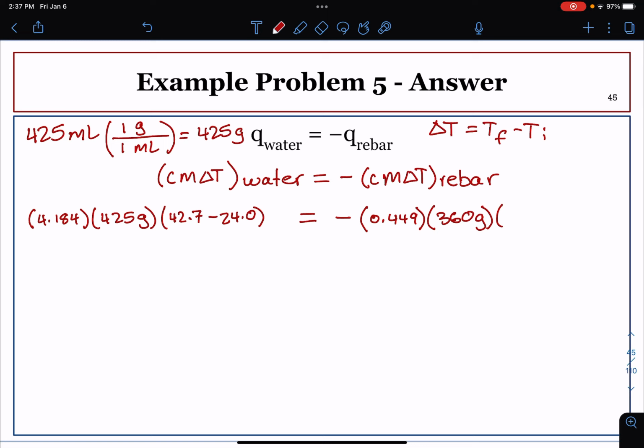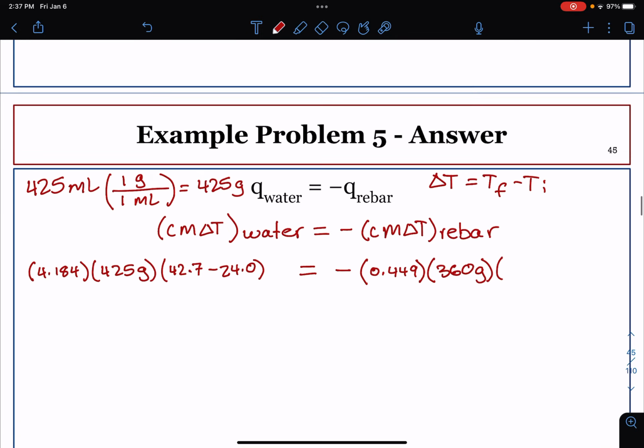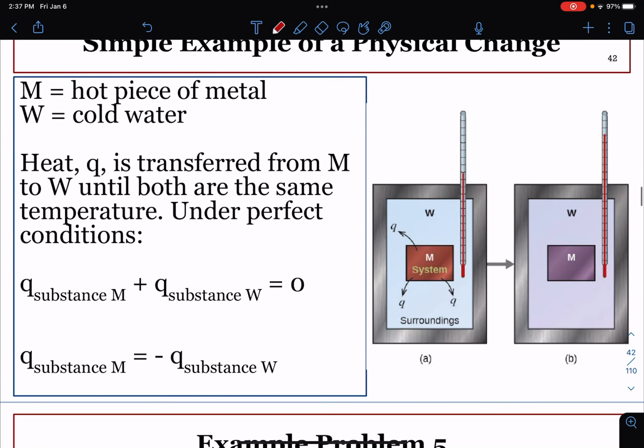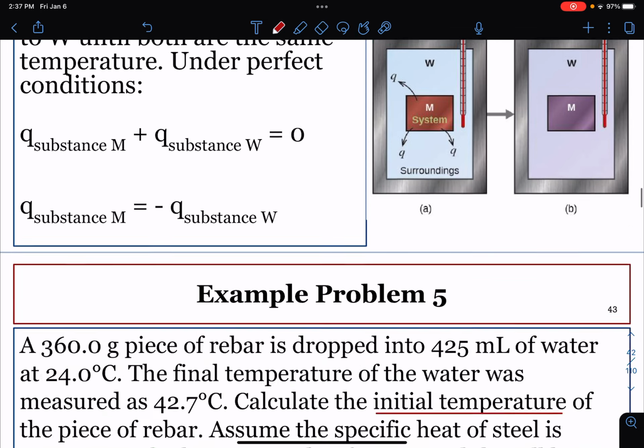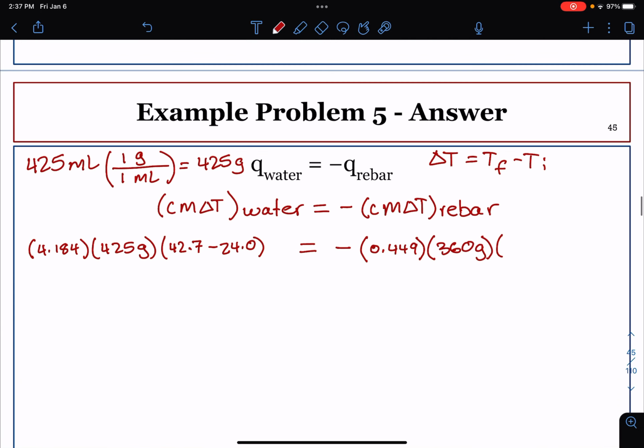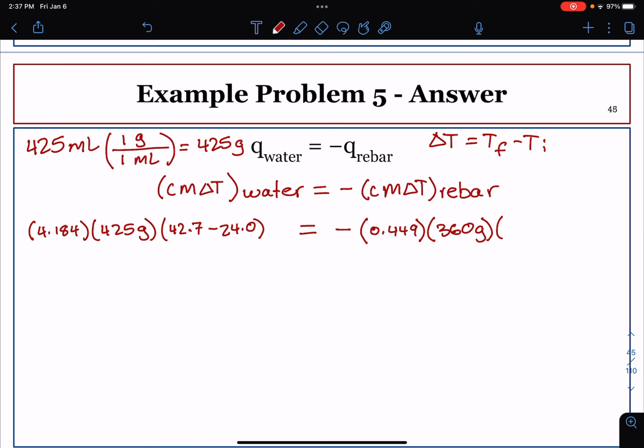The final and initial temperatures are sometimes a little bit tricky for the rebar, or for the metal. For the final temperature of the metal, we have to remember that if we go back and look at this picture here, at the end, both the metal and the water are going to be at the same temperature because at some point they will have transferred all of the heat and no more heat will be transferring. So the final temperature of the metal is the same as the final temperature of the water, which is 42.7. The initial temperature of the metal is in fact the variable that we are solving for.